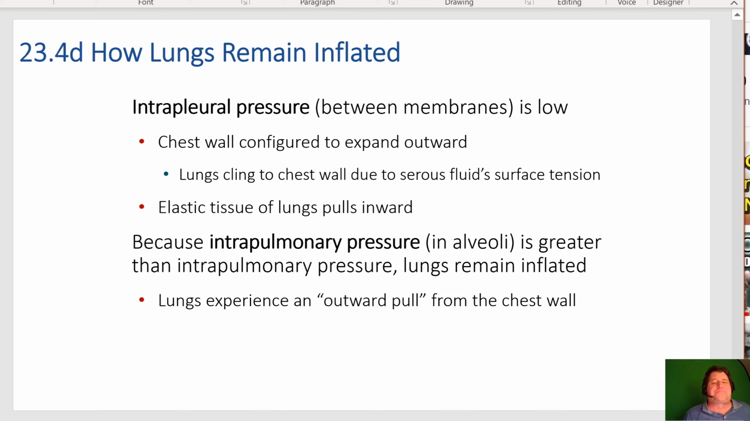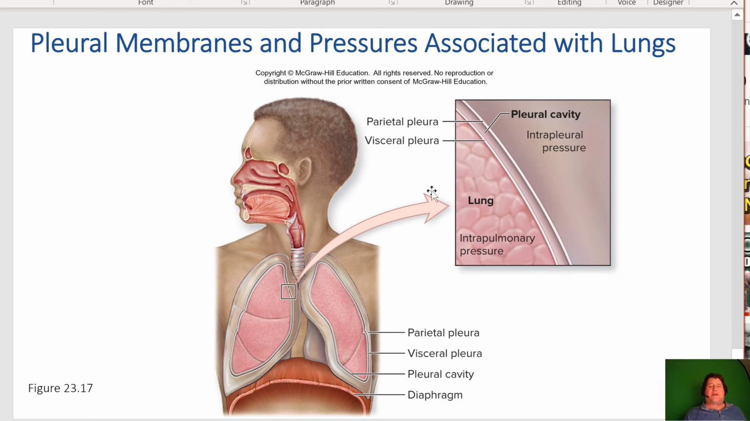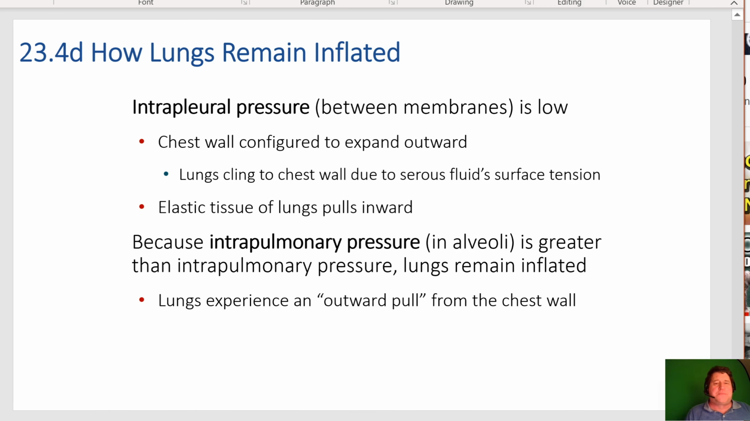Lungs remain inflated because of that pressure. It always has to be a little bit less on the outside of the lungs, because the lungs are very springy, very spongy. After they expand, they're just going to spring back to where they began. So without a constant negative pressure to keep pulling them open, even after you exhale, they would collapse. That's how they remain inflated all the time.